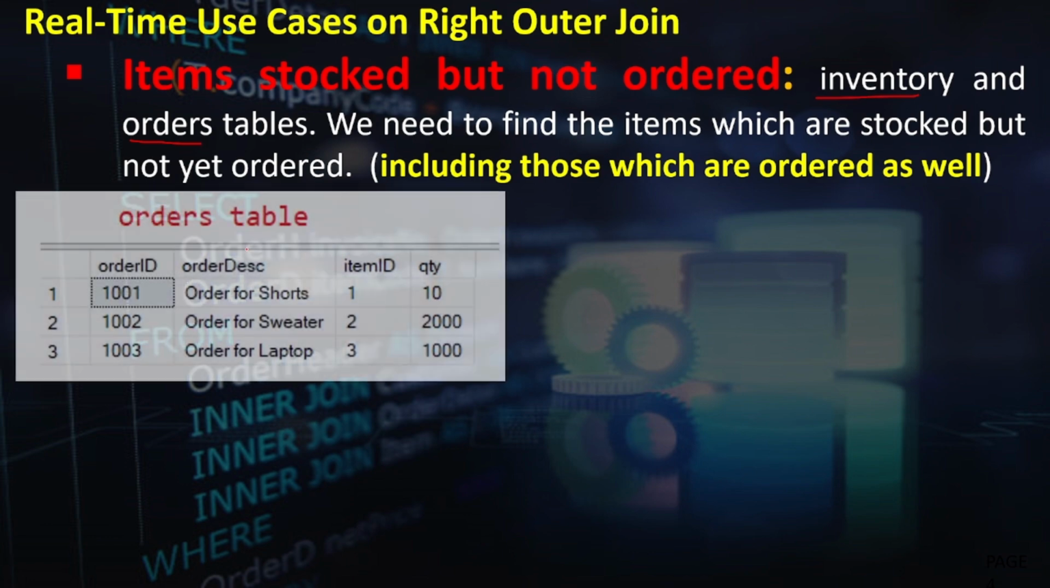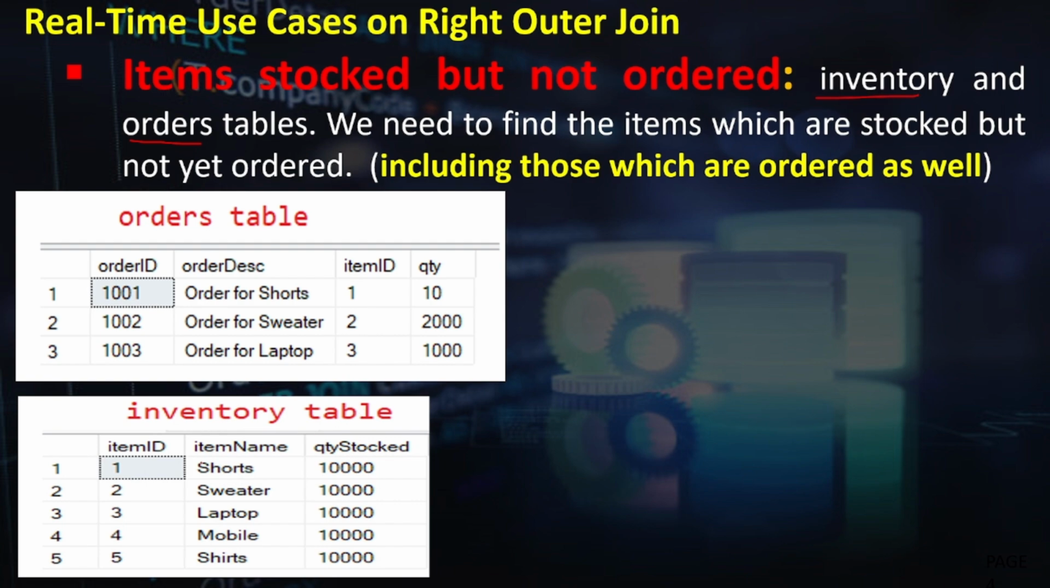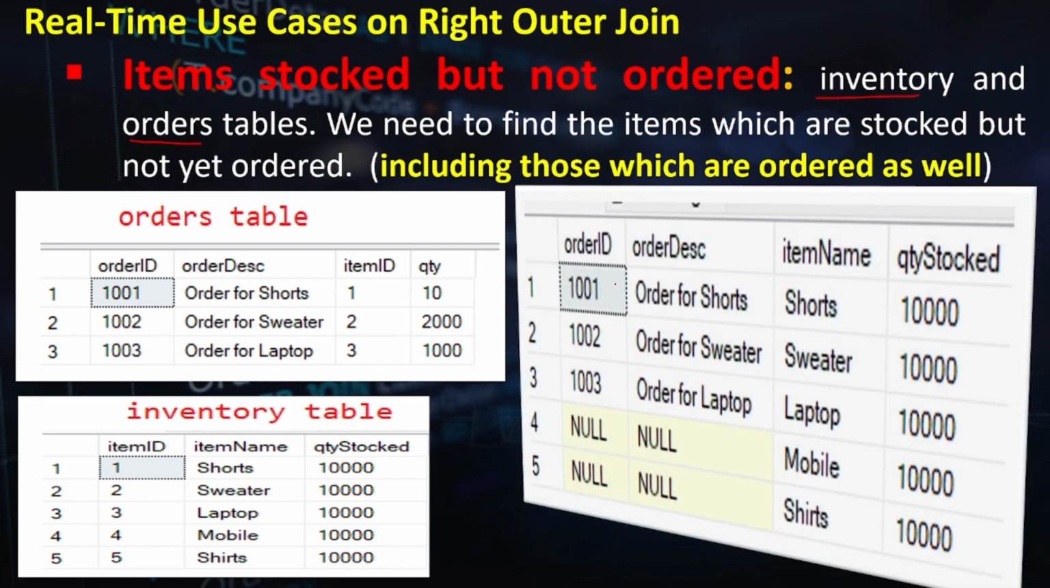So let's go and see how the order table looks. Order ID, order description, item ID, and quantity. And likewise, we have the inventory table, with item ID, item name, and how much stock is available right now. If we put the right outer join on this, we see that order ID 101 is the order for shorts, item name is shorts, and 1000 is stock. But there are some items whose stocks are right there, like mobiles and shirts, but their orders have not yet been placed. So in this case, we have used right outer join to find this. Make sense?